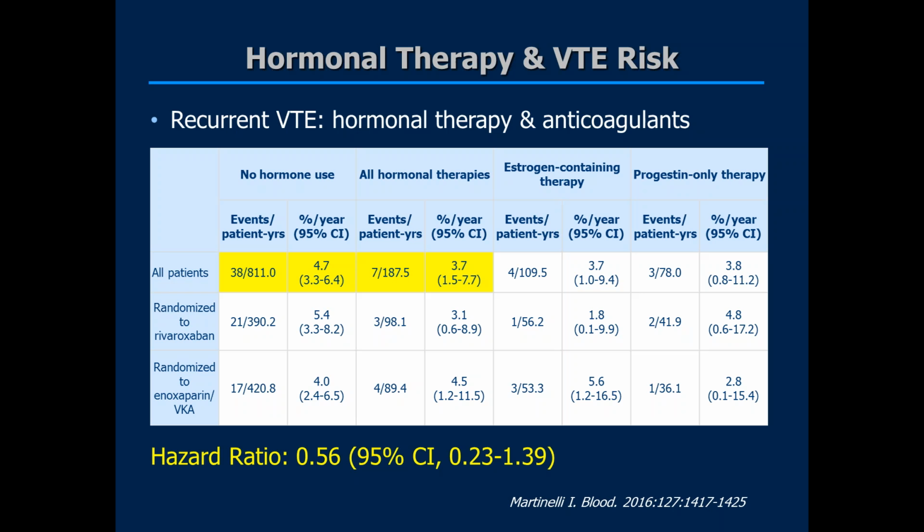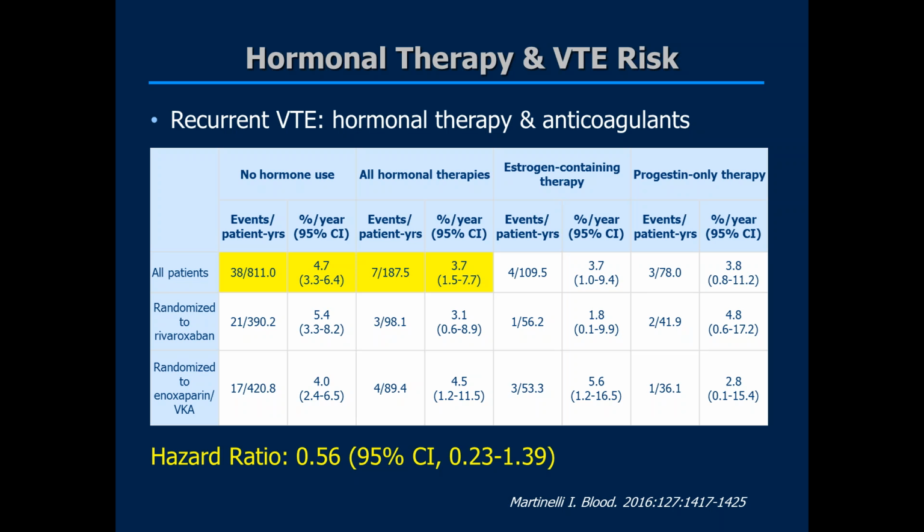And what you can see is that the incidence density is similar in patients receiving anticoagulant therapy who were either not receiving hormonal therapy, so 4.7% per year, or receiving hormonal therapy at 3.7% per year. And after adjusting for age, prior hormonal therapy, assigned anticoagulant treatment, and cancer at baseline, the hazard ratio for recurrent venous thromboembolism on hormonal therapy while receiving anticoagulant therapy was 0.56, with 95% confidence intervals that are reasonably wide given the small number of events, extending from 0.23 to 1.39.